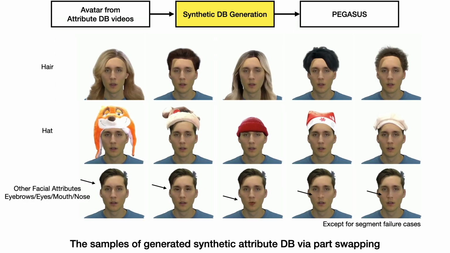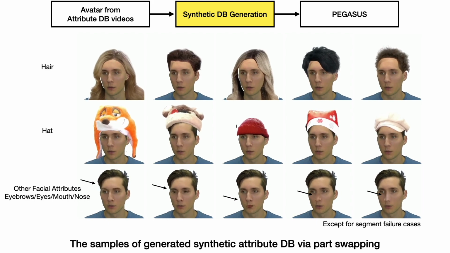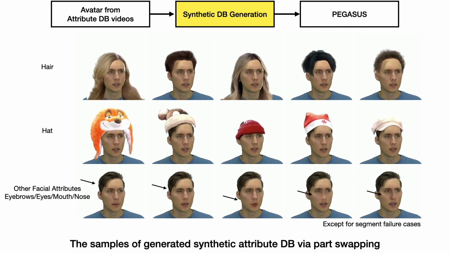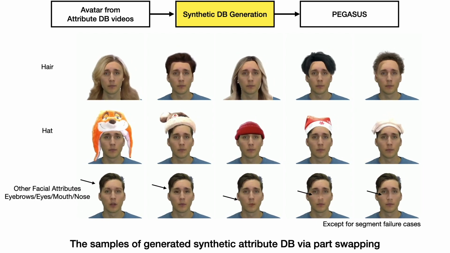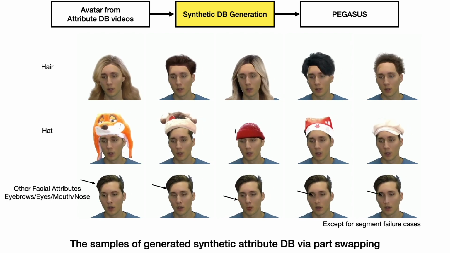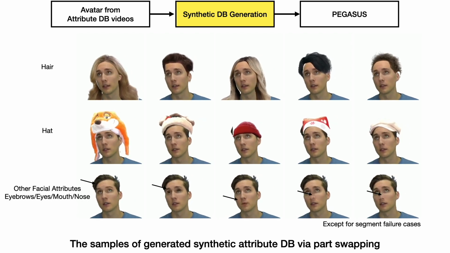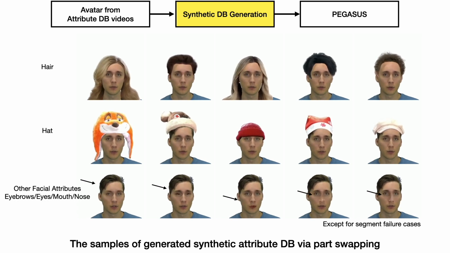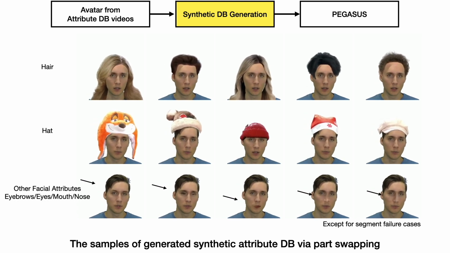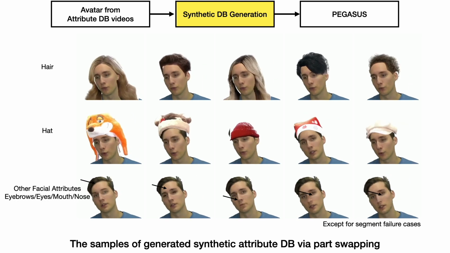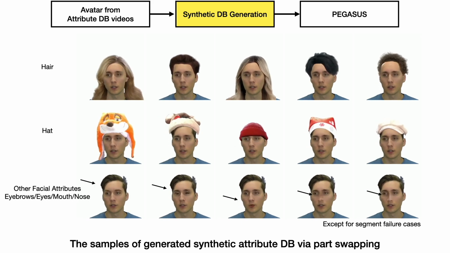These videos are some examples of the synthetic DB created through part swapping. For small facial attributes, we indicate them with arrows. Our synthetic DB includes a variety of hair, hats, eyes, noses, mouth, and eyebrows.